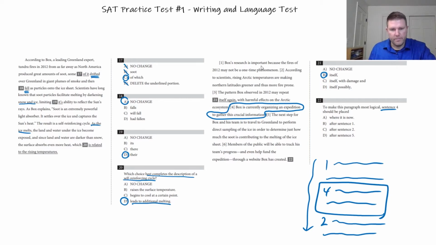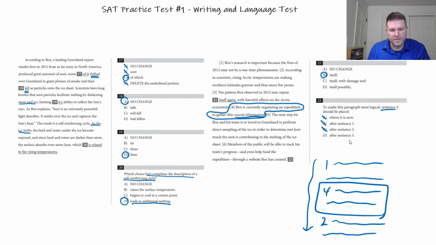So you're going to have to test that. Now, I'm going to save you guys some time just because it takes a while to go through these and why every single one is wrong, okay? But the 2 most popular answers here are where it is now and then after sentence 5. So again, remember we're using that crucial information mention to really help us here. So let's just test where it is now because that's earlier in the paragraph. The pattern Box observed in 2012 may repeat itself with harmful effects on the Arctic ecosystem. There's no indicator that these effects need to be researched. They already know what the effects are, okay? So that's why it's not A.